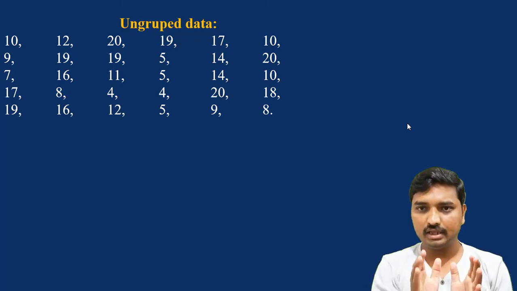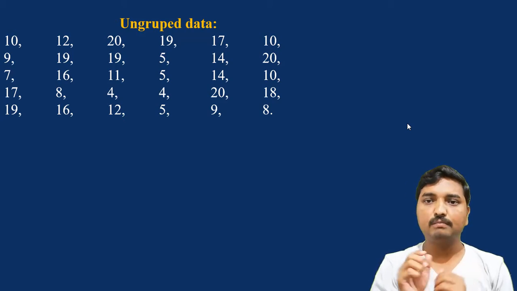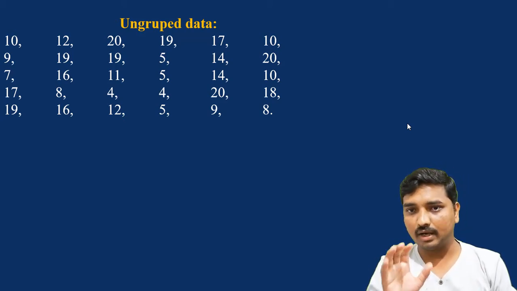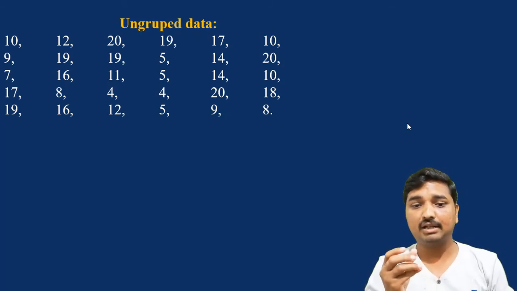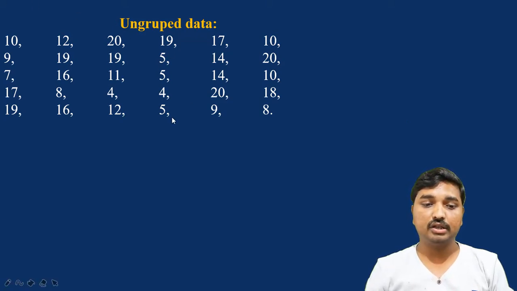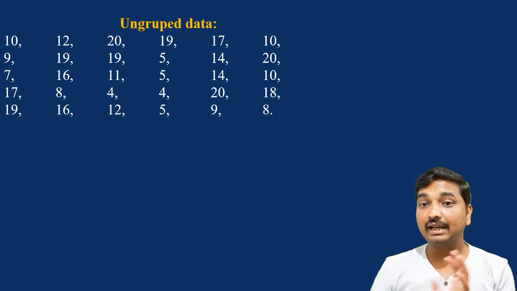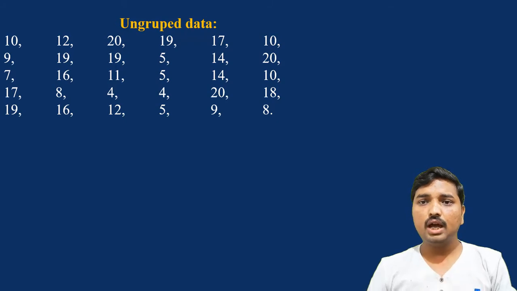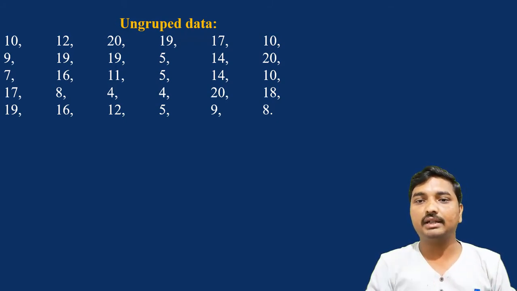This is the data I gave you initially, the marks obtained by 30 students out of 20 marks in a mathematics test. This is called raw data, because it is not arranged. Now I'm going to group this and convert it into grouped data. How you can convert it is very important.